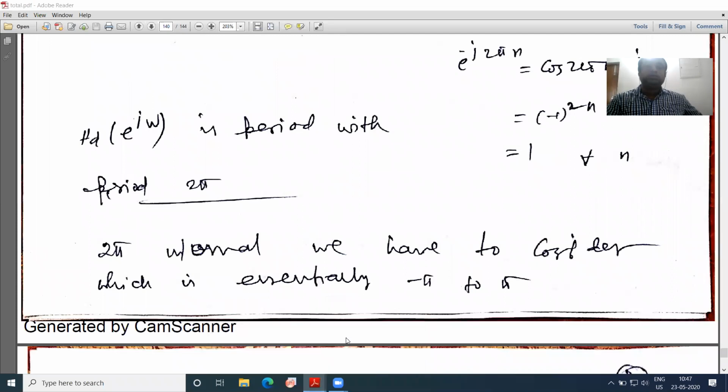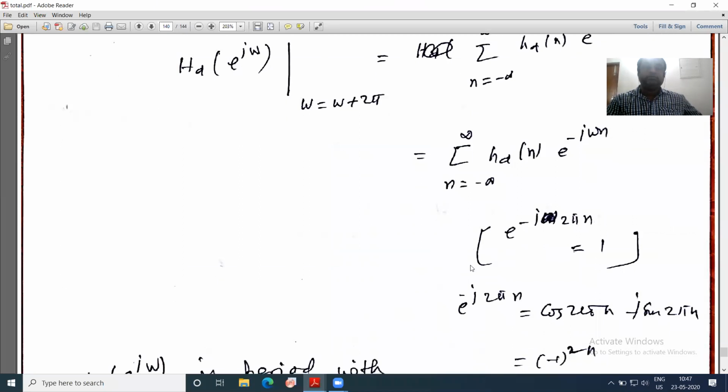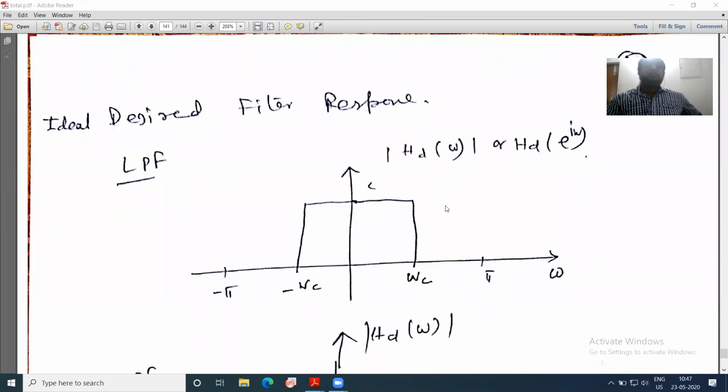So last class, what we were discussing was the ideal desired filter response, right? Ideal desired filter response. So, a low pass filter. A low pass filter actually passes low frequency, right? Low frequency means, suppose, 0 to omega c. This is the low frequency that will pass. But the negative counterpart of this is minus omega c to plus omega c.